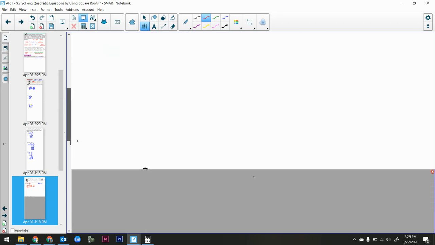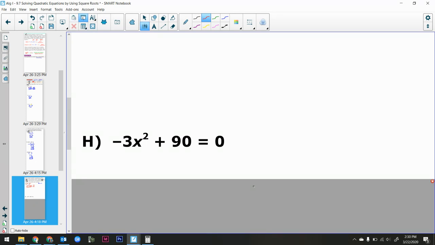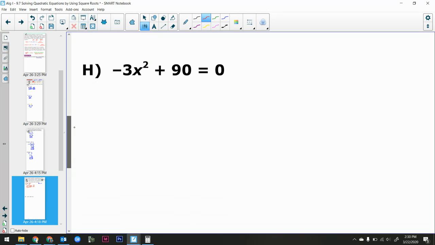Okay. Take a look at this one. Again, first step is to isolate the square. So we subtract 90 from both sides. We get negative 3x squared is equal to negative 90. We divide by negative 3, and we get x squared is equal to positive 30.